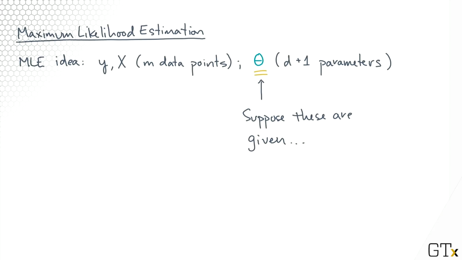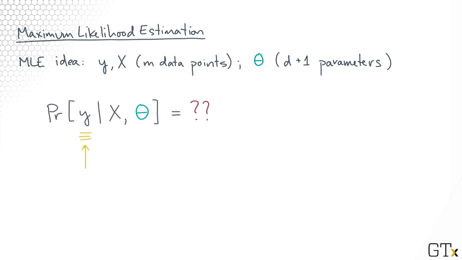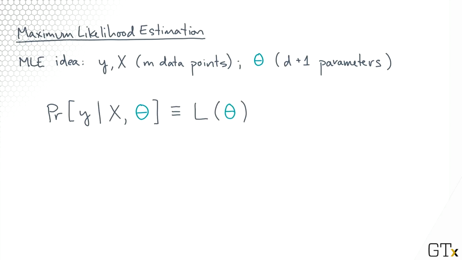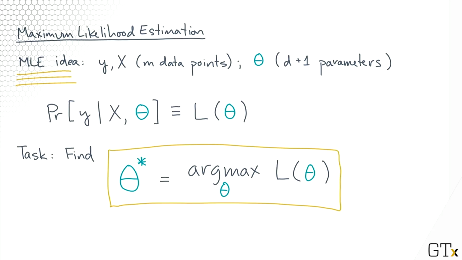Now suppose someone gave you a model, meaning they gave you theta. You could ask the following question. What are the chances that we would have seen these particular labels under this model? We'll refer to this probability as the likelihood. That's a shorthand for the joint conditional probability of seeing the labels y given the coordinates x and the model parameters theta. Now let's think of the likelihood as a function of theta. The task of maximum likelihood estimation is to find the best model, meaning the one that maximizes the likelihood.